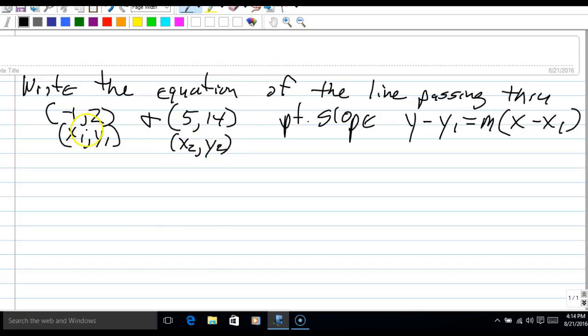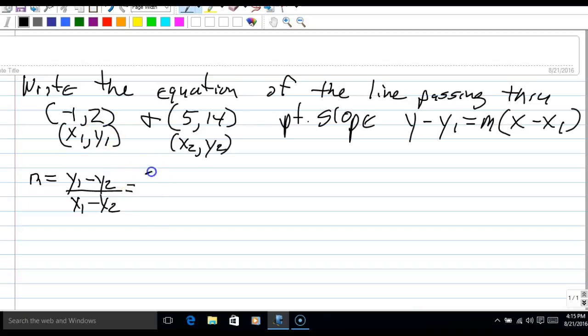So I have a point through which it passes. I have x sub 1 and I have y sub 1, but I don't have the slope. So what I need to do first of all is compute the slope. So the slope is equal to the vertical change over the horizontal change, or the change in the y's over the change in the x's. So that's y sub 1 minus y sub 2 over x sub 1 minus x sub 2.